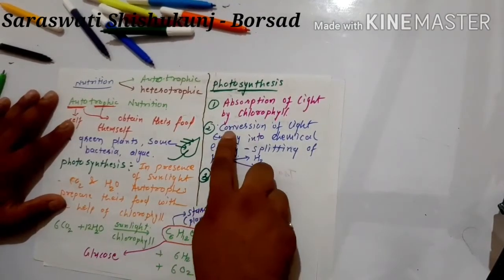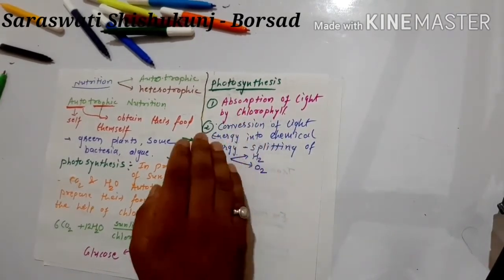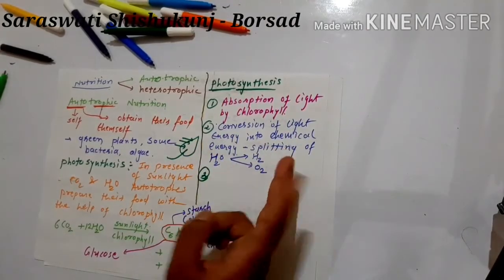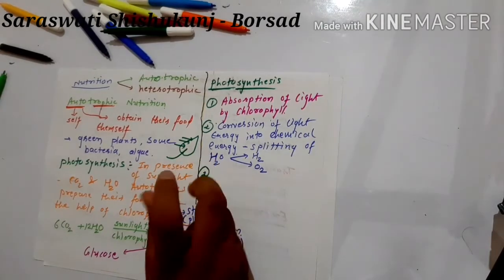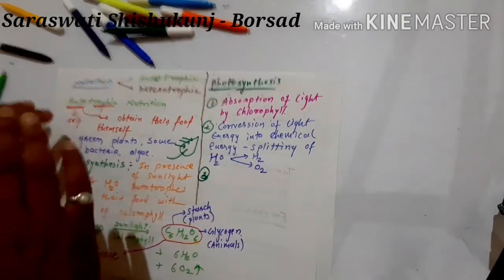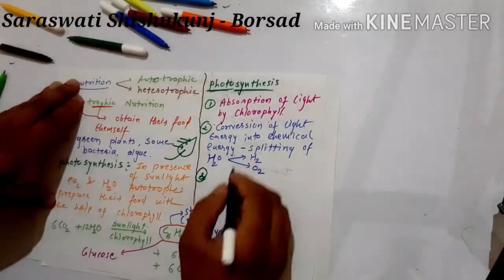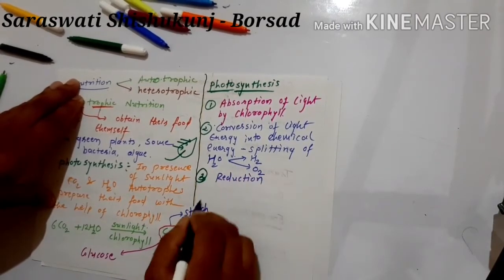The light energy which is absorbed by the chlorophyll will get converted into chemical energy, and during this process, the water molecules which are present in the leaf will get split into hydrogen and oxygen. In the third process, it will be reduction.